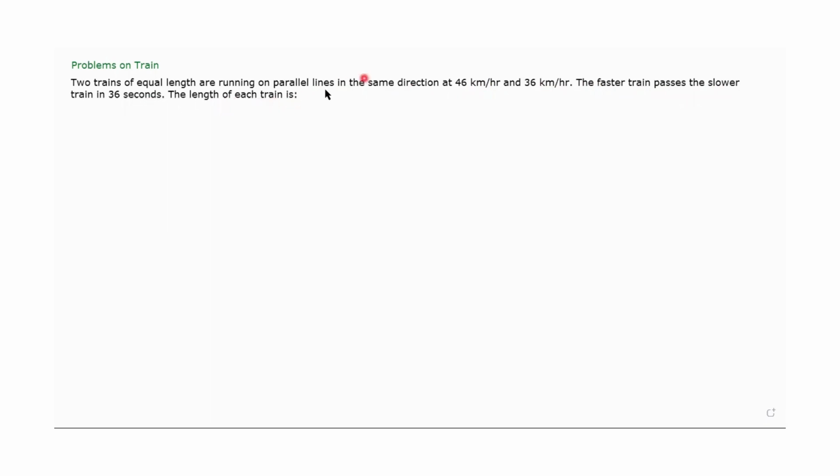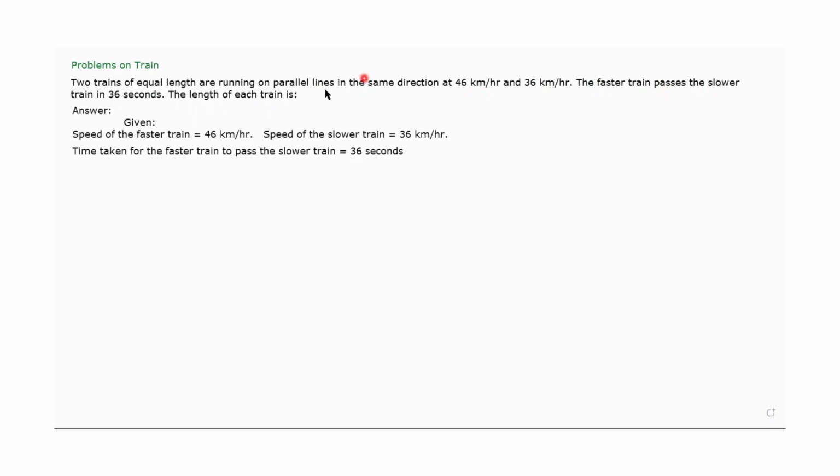Speed of the faster train equals 46 km per hour. Speed of the slower train equals 36 km per hour. Time taken for the faster train to pass the slower train equals 36 seconds. First, we need to convert the speeds from kilometers per hour to meters per second, as the time is given in seconds.